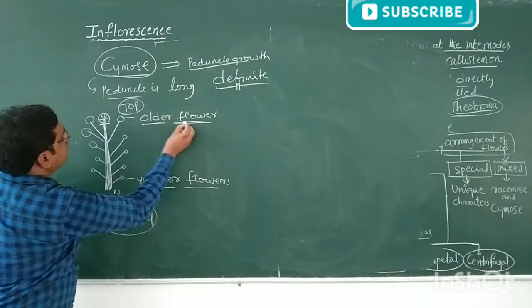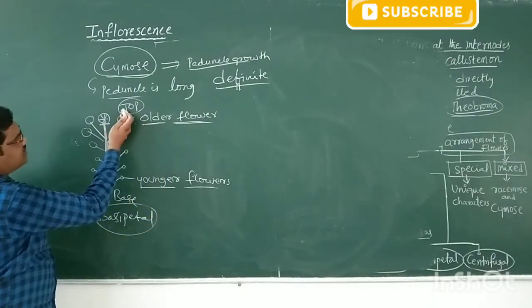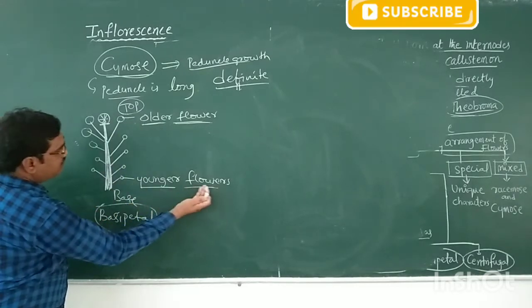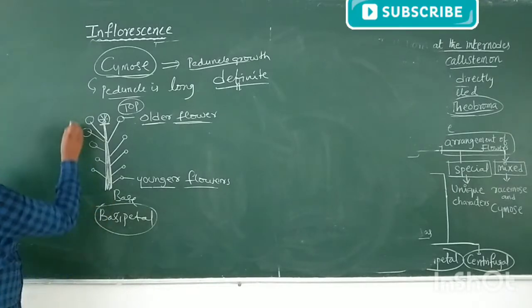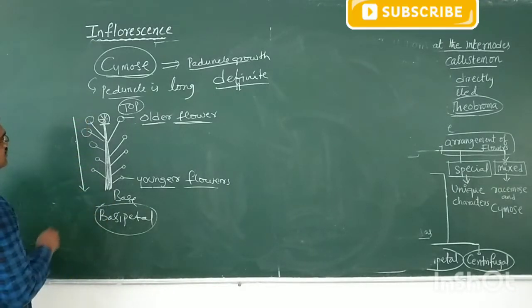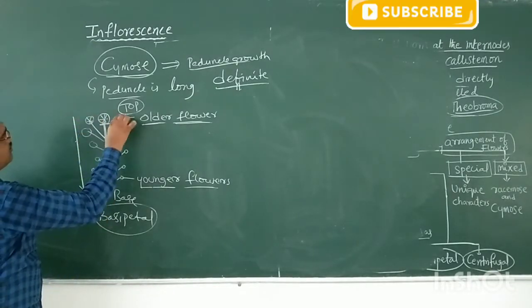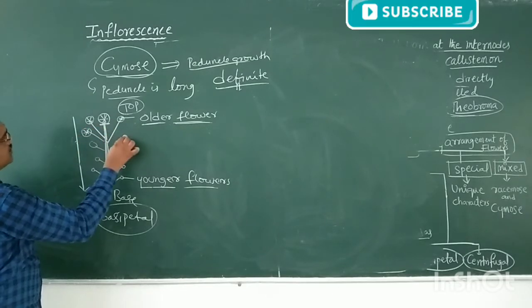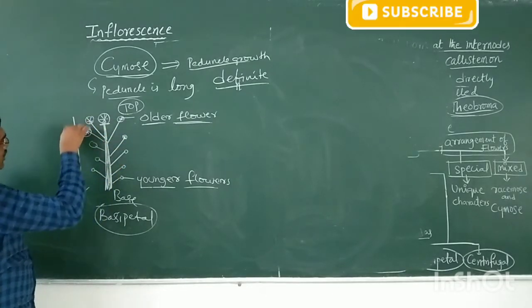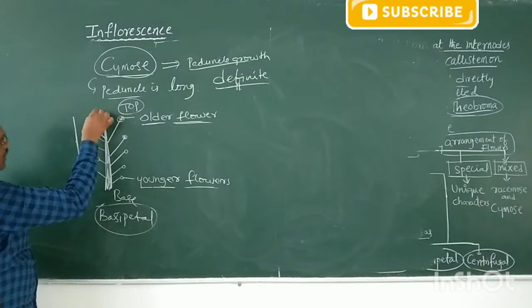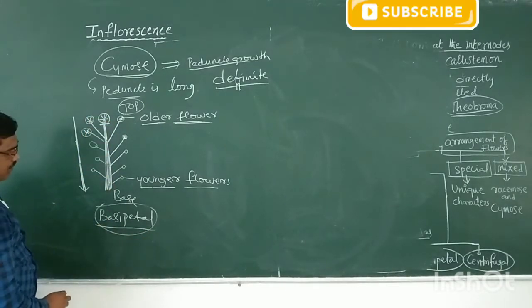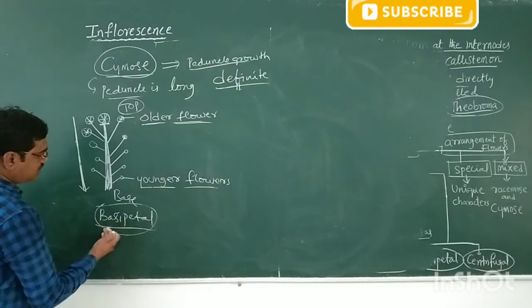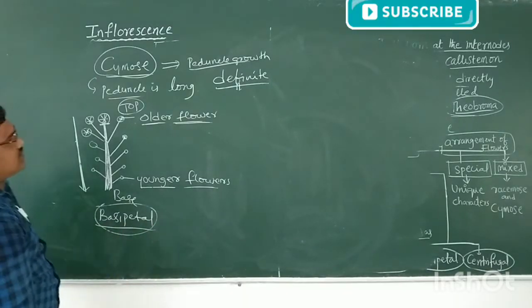Next, older flowers are at the top position of the peduncle, and younger flowers are present at the base. And the opening of the flowers is from the top to base. First, this flower is open, this flower is open, this flower is open. Like this, the opening of the flowers is from the top to base. This type of arrangement of flowers is called basipetal succession.